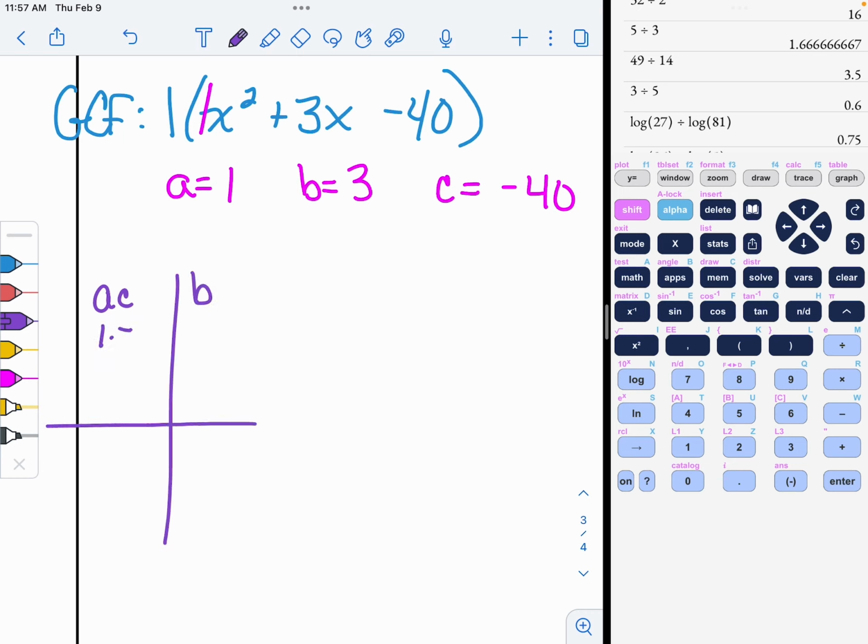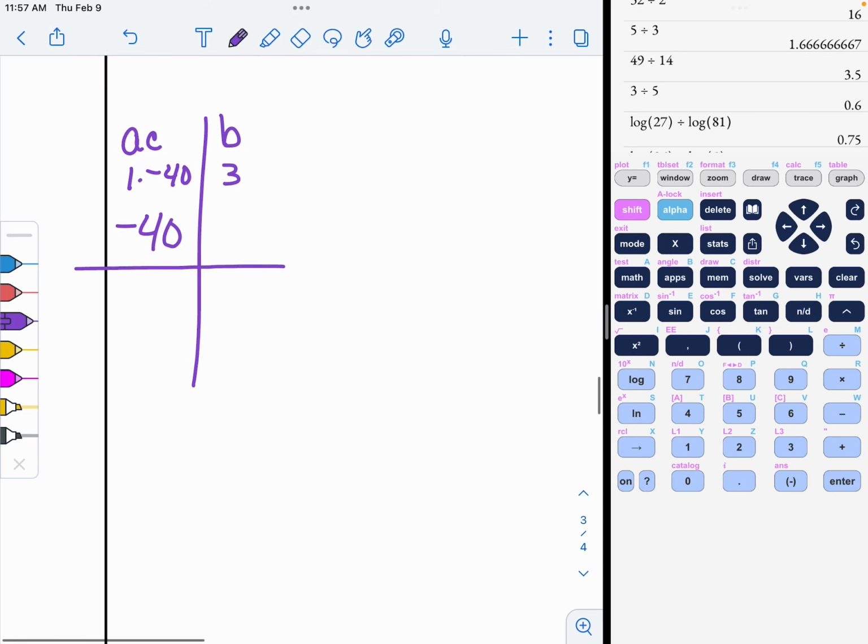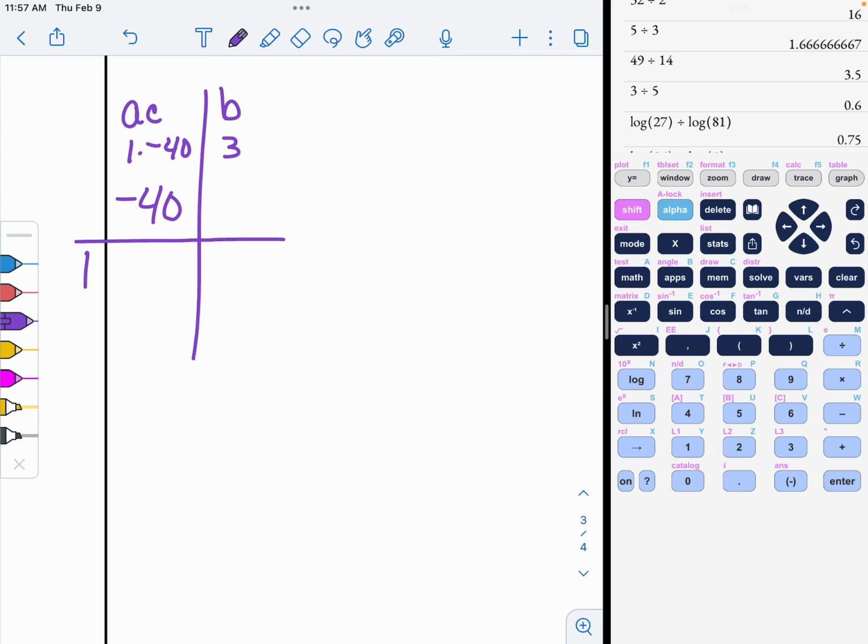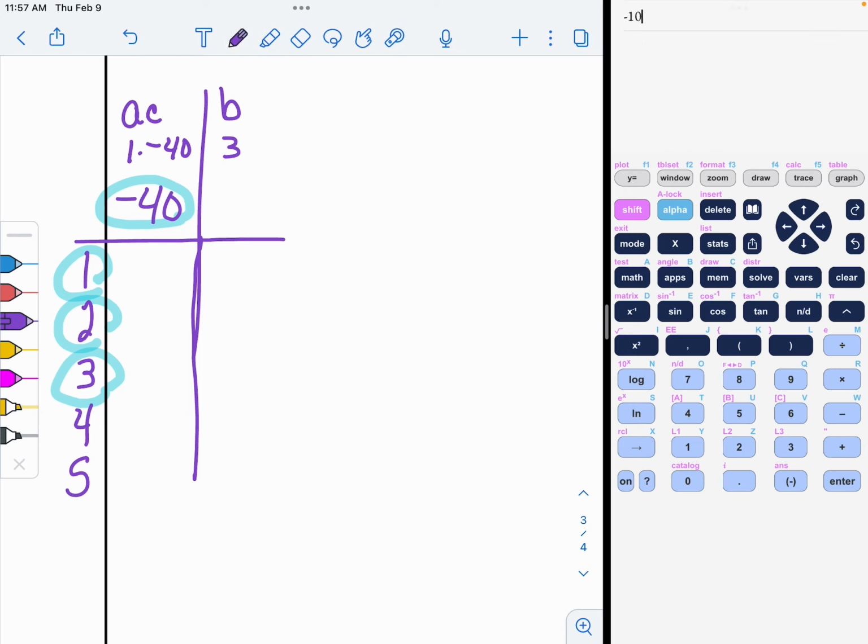So I'm going to do 1 times negative 40 and 3. Again, some of you might know it already. I know what multiplies to negative 40, and I know what adds to 3. If you don't, that's what I'm going to do now. 1, 2, 3, 4, 5, and the rest of you can just wait for us to catch up to you. You're going to take negative 40 divided by 1, divided by 2, divided by 3. I'll start there. Negative 40 divided by 1 is negative 40.